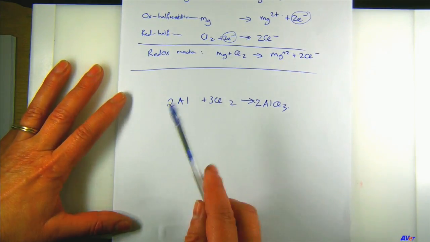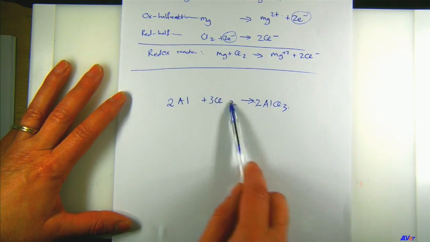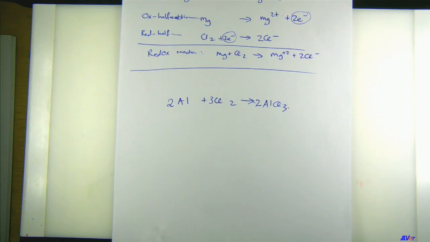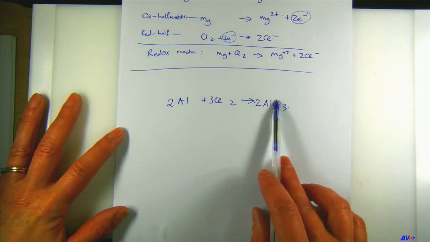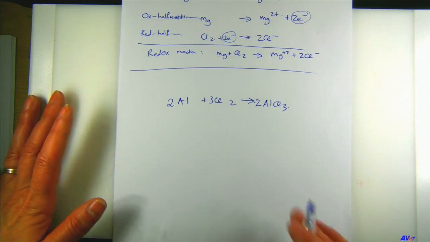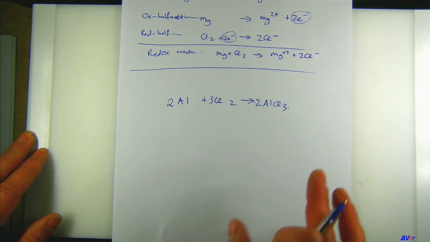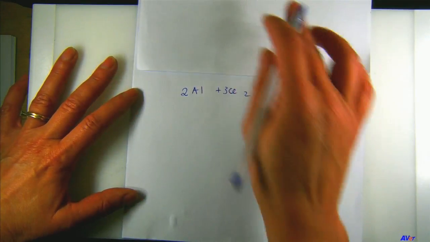Now let's just check. 2 aluminium, 2 aluminium. 3 chlorine, 3 times 2, 6 chlorine. 2 times 3, 6 chlorine. Now it's balanced. That was balancing it by inspection. Looking on the left hand, looking on the right hand side. Right. But they can also ask you to balance something by using half reactions. So let's take this one. What are the half reactions over here?